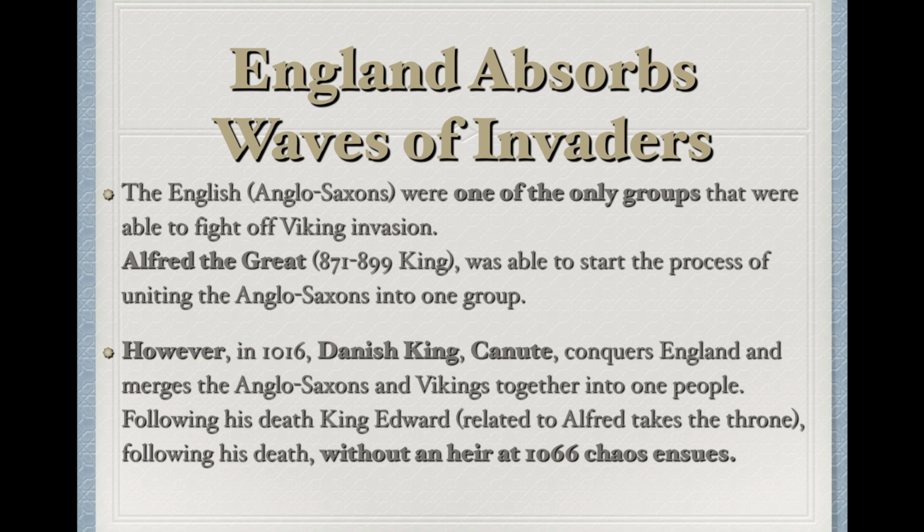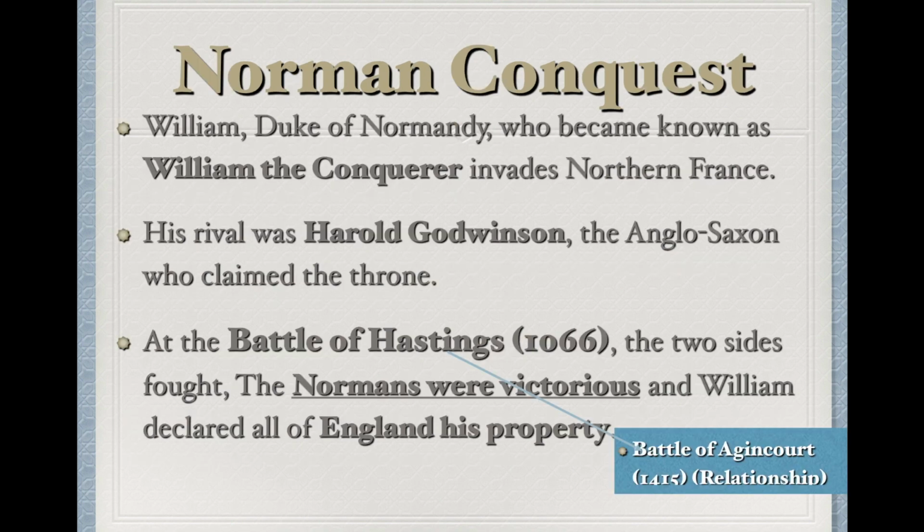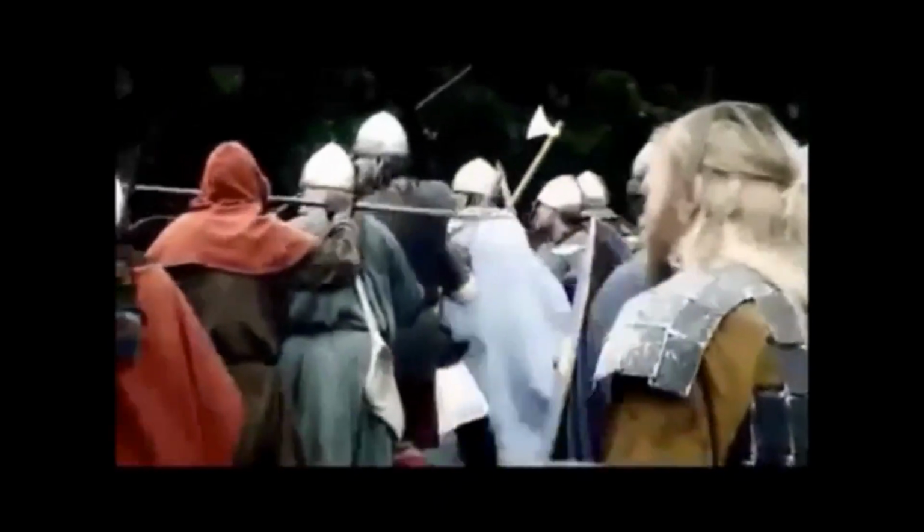Now, chaos ensues in 1066 when Canute dies and there is no official heir. During this time period, there's a power struggle. William, the Duke of Normandy, also known as William the Conqueror, invades the northern parts of France, and at the same time his rival Harold Godwinson, an Anglo-Saxon, tries to claim the throne. We have this huge battle known as the Battle of Hastings in 1066, where the Normans defeat the English and they take over all the territory. Now the Normans are in power.